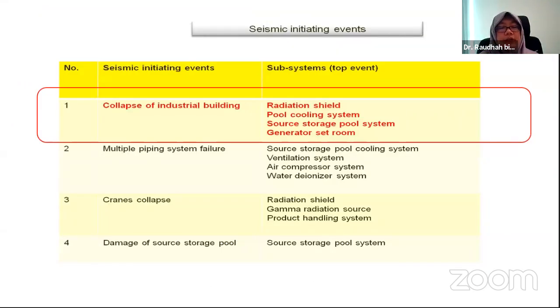Coming back to the framework, the process of seismic risk assessment, we also need to find the seismic initiating events. I think this one was shown just now: collapse of industrial building, radiation shield, pool cooling system. Once I have chosen, for example, the collapse of the industrial building out of the whole system in this facility, this is found to be the most critical.